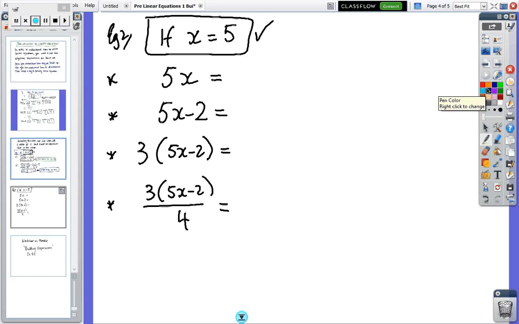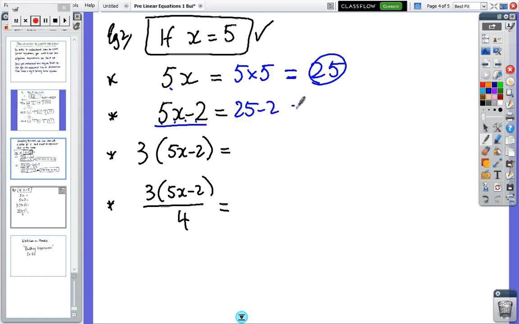Okay, so first one is 5 times 5. So 5 5s are 25. So 5x equals 25 is the same as x equals 5. I'm going to use this answer, 5x minus 2, just means 25 minus 2. So 5x minus 2 equals 23 is the same as x equals 5.